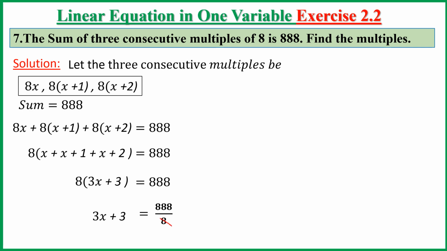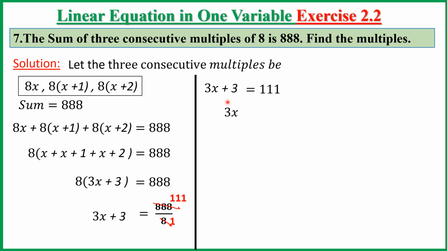Here we can simplify it. This is 1 times 8 and 111 times 888. So our answer is 3x plus 3 equals 111. Now 3 is multiplied with x and we have plus 3 adding. So first we have to solve this plus 3. When it is transposing to right hand side, it will become 3x equals 111 minus 3. So therefore 3x is equal to 108.